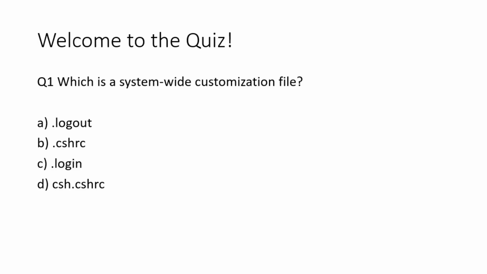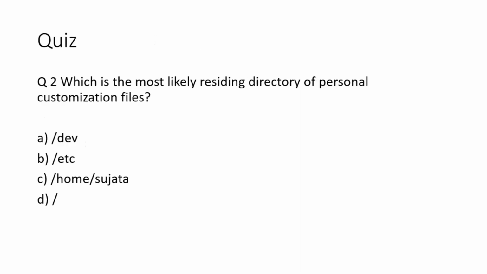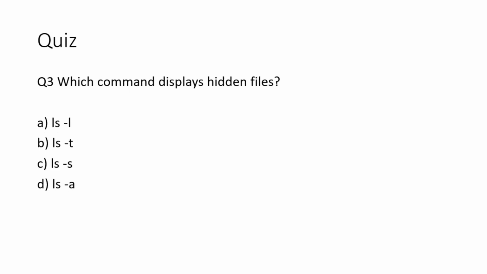Thank you. Hello folks, welcome to the quiz. Question number 1. Which is a system-wide customization file? Your options are .logout, .cshrc, .login, csh.cshrc. Question number 2. Which is the most likely residing directory of personal customization files? Your options are A, /dev, B, /etc, C, /home/Sujata, or D, / or the root directory. Question number 3. Which command displays hidden files? Your options are ls -l, ls -t, ls -s, or ls -a.